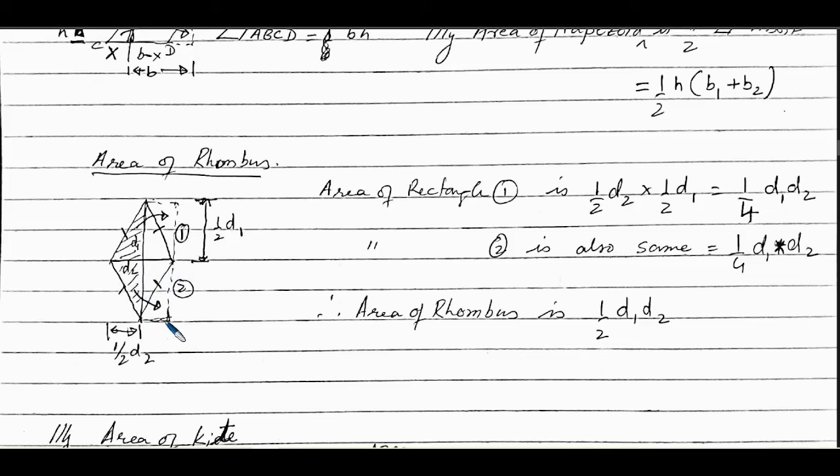So I have taken here half of D2, and suppose this is your D1, so here I have taken half of D1. So there are two rectangles. The area of this is half of D2 by half of D1, then similarly here also half of D2. So the area of rectangle 1 is 1/4 of d1 d2, and the area of rectangle 2 is also 1/4 of d1 d2. Half into half is 1/4. Or simply you can take this as d1, so half of d2 times d1 is half of d1 into d2.